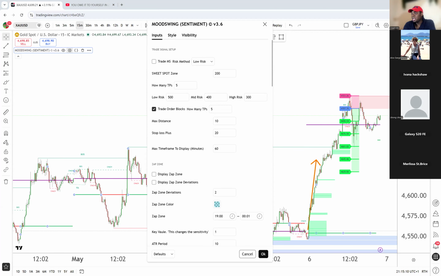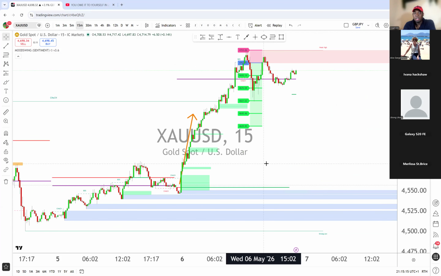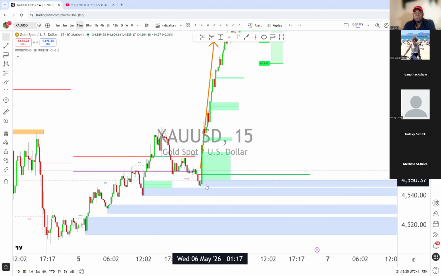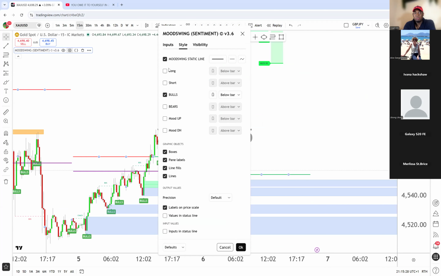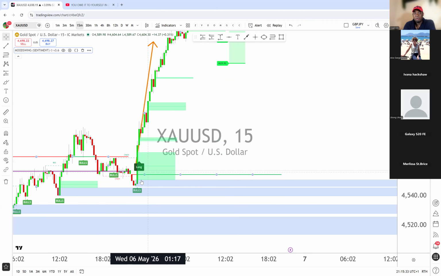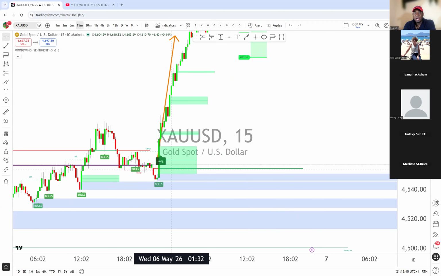What is the 3 in the 1, 2, 3? The 1, 2 is when we have an order block and either bulls or longs show up. Right here, where we have the order block and the bulls and longs show up, that is a 1, 2. The 3 is when we have this mood swing level nearby as well. So that's the 3.